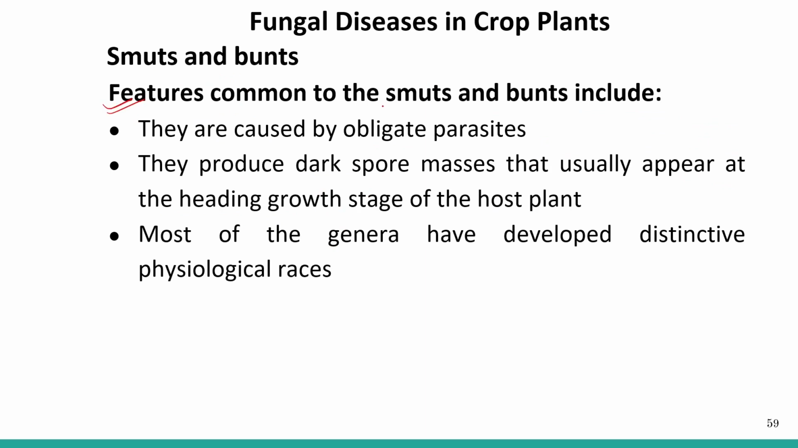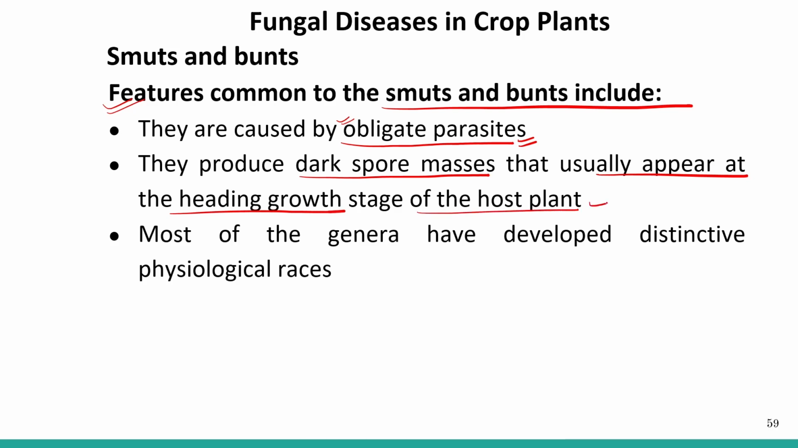Some features that occur in smuts and bunts include, they are caused by obligate parasites. Obligate parasite means they are basically parasitic fungi. They produce dark spore masses that usually appear at the heading growth stage of the host plant. Okay, so they produce dark spore masses, and that is why they are called smut and bunt, that usually appear at the heading growth stage of the host plant. So when the plant has full growth, only then will these dark spores appear. Most of the genera have developed distinctive physiological races.